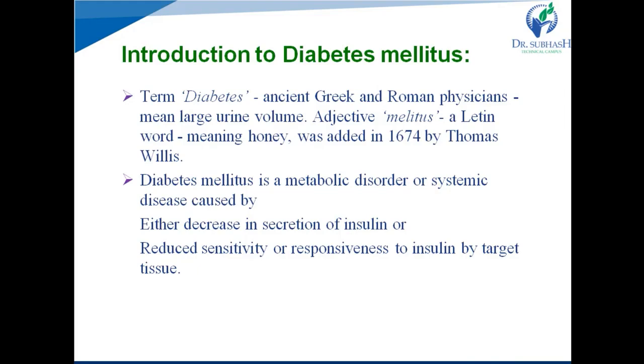It is caused by either decreased insulin secretion, which is the main cause of type 1 diabetes, or reduced sensitivity to insulin by target tissue, which is the main cause of type 2 diabetes. This means in type 1 diabetes, insulin secretion is reduced, and in type 2 diabetes, insulin is secreted in sufficient amount, but its response, its sensitivity, is reduced. Its amount is sufficient to act, but we cannot get its full action from the target tissues.